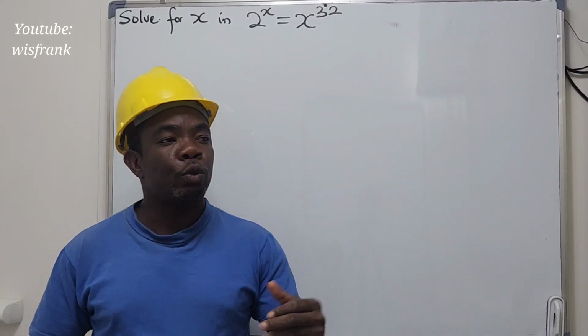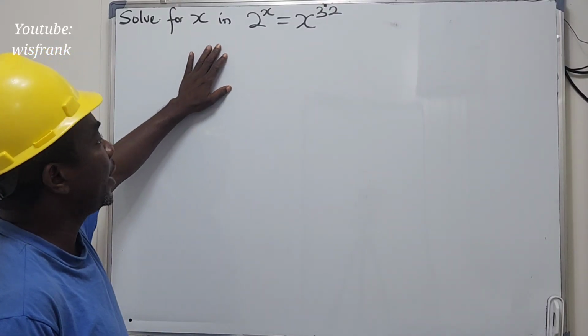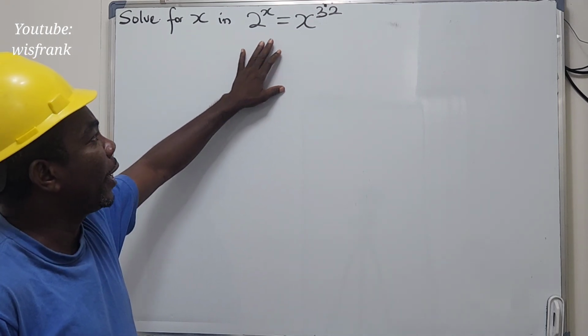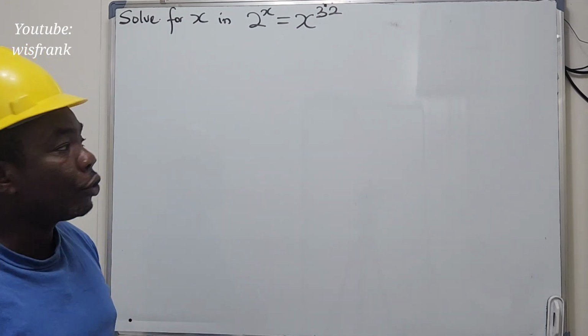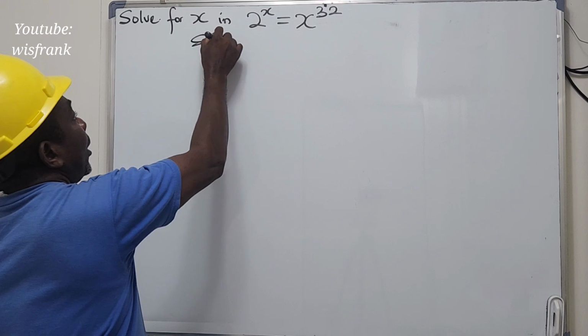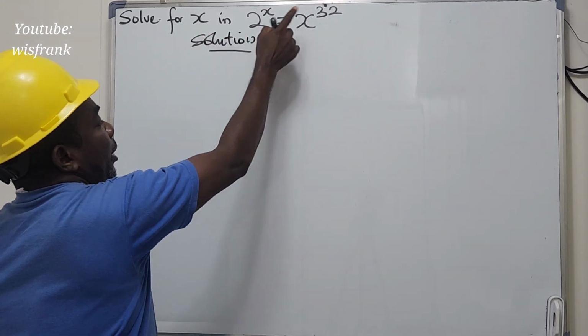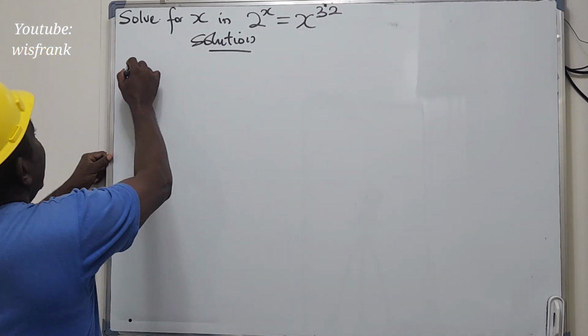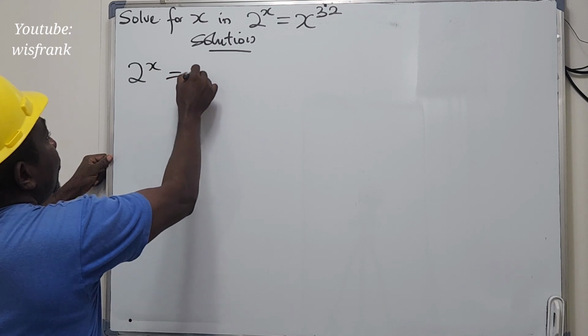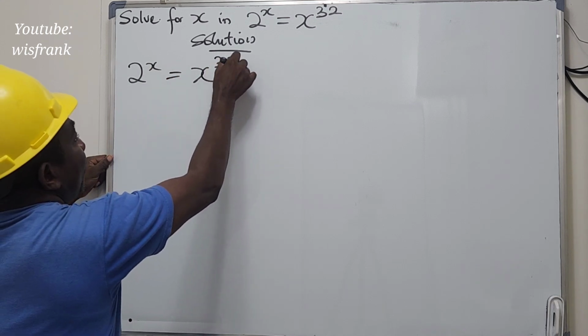For today, we are looking at this question and it says solve for x in 2 to the power of x equals x to the power of 32. So we are going to solve for the value of x from this equation. You can see we are given 2 to the power of x equals x to the power of 32.